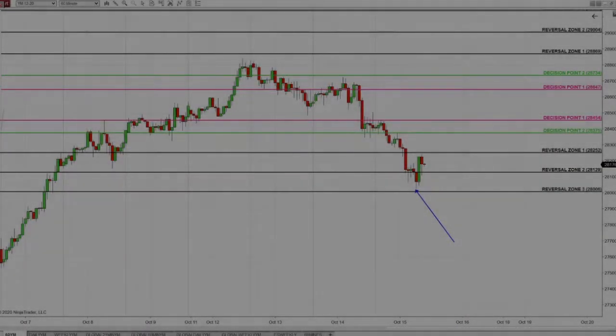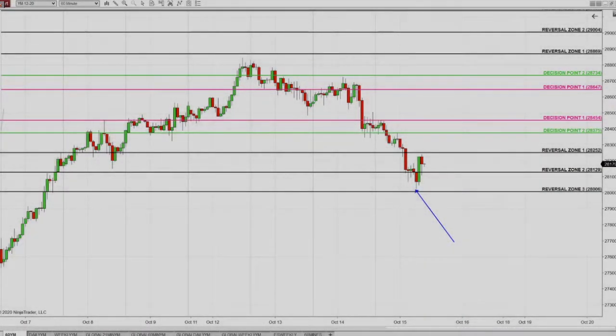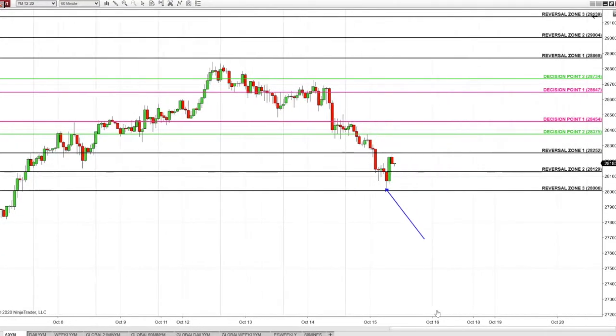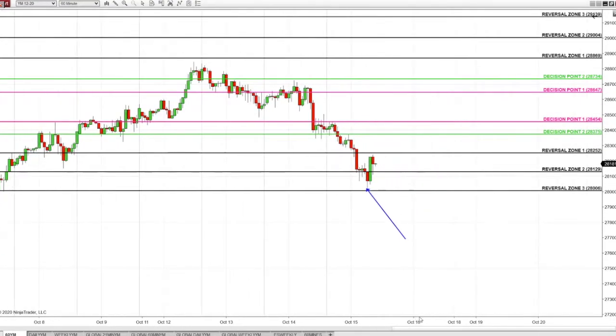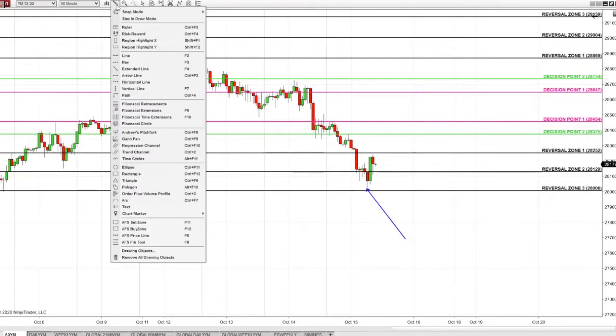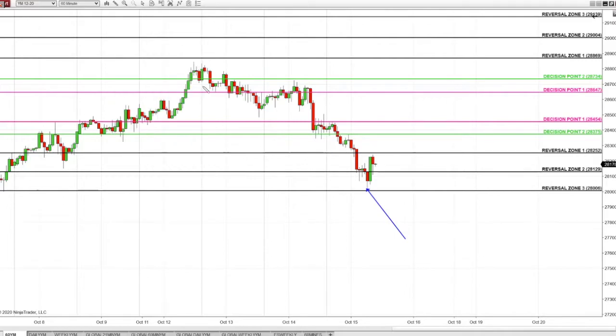Good morning, traders. In front of you, Alpha Fibonacci System on Dow hourly chart. After the close of the trading room, we will be discussing with students how to apply this level, because this is a critical reminder and a crucial moment in your trading.